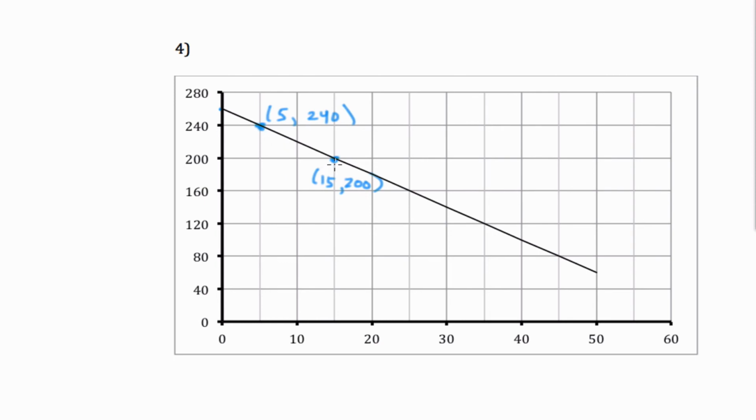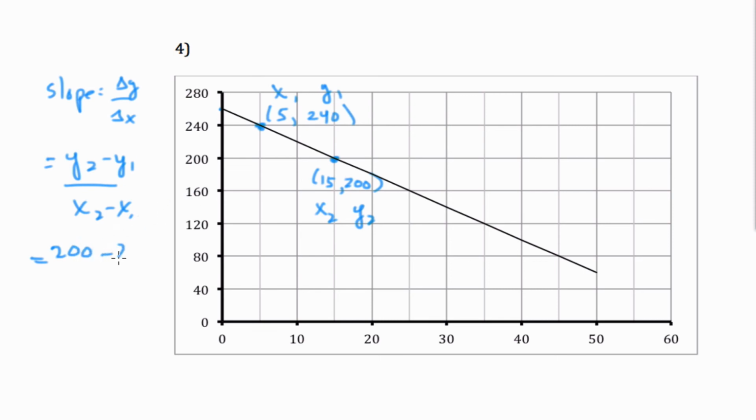Since this is your second point going left to right, this would be x2 and y2. This would be x1, therefore, and y1. So if we want to find the slope as change in y over change in x, y2 minus y1 over x2 minus x1: y2 is 200, y1 is 240, x2 is 15, and x1 is 5. 200 minus 240 is negative 40. 15 minus 5 is 10, so we would get a slope of negative 4, and we expect a negative slope here because the line is going down.